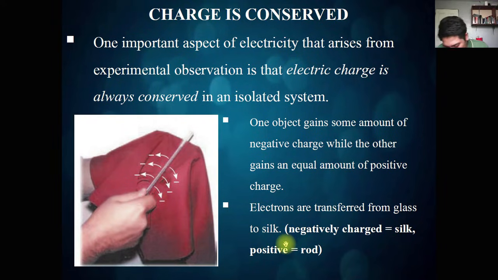So, one important concept of charges is that charge is conserved. One important aspect of electricity that arises from experimental observation is that electric charge is always conserved in an isolated system.